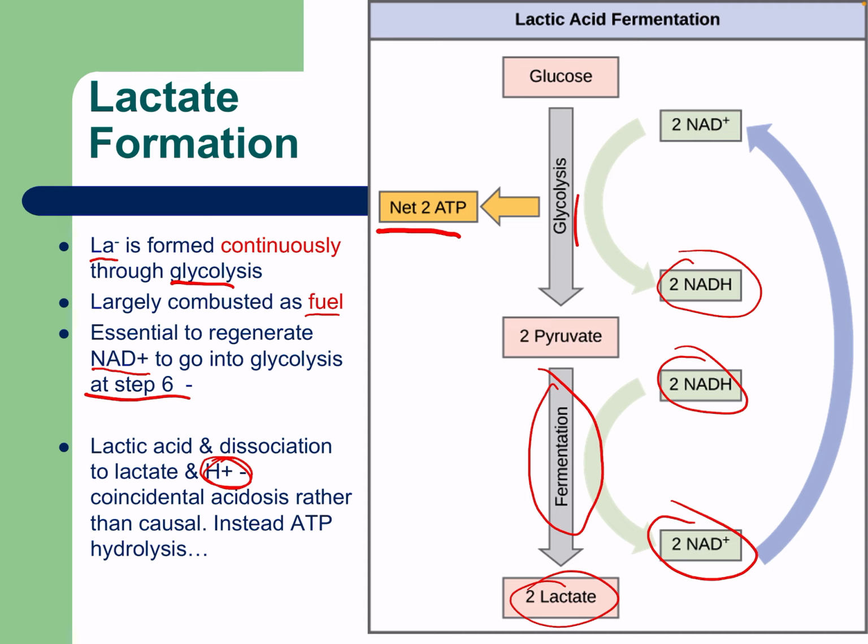Here we have our net 2 ATP. Essentially, you don't get any more energy. It just allows the glycolysis cycle to continue by giving it back its NAD+. Essentially, it's a process to get this. But again, lactic acid can be used as energy as well.